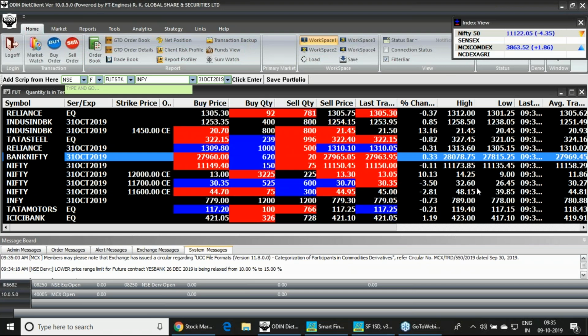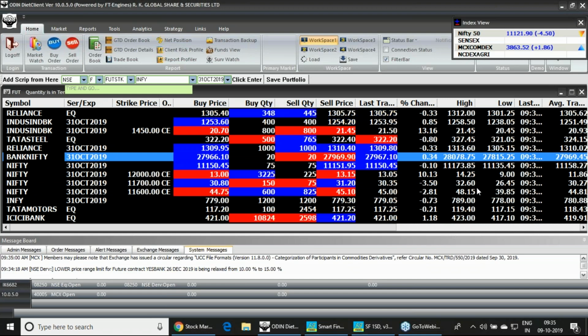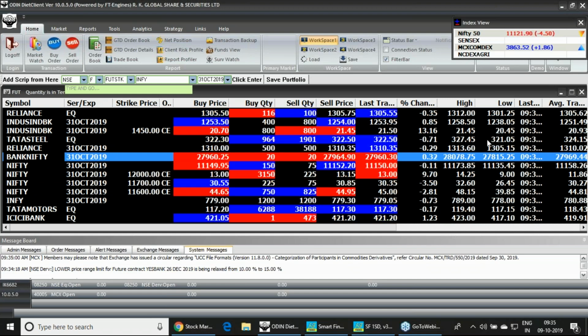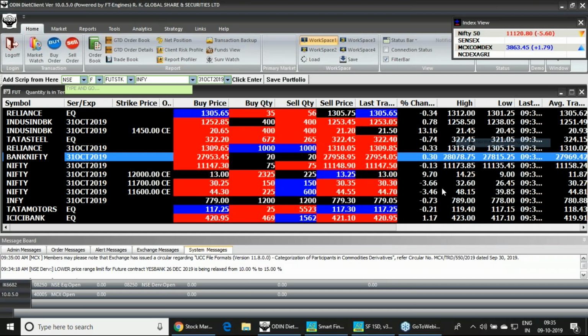So this is what we have now analyzed. Let us see where it gives us the breakout, and based on that we will take a call. So, fine.